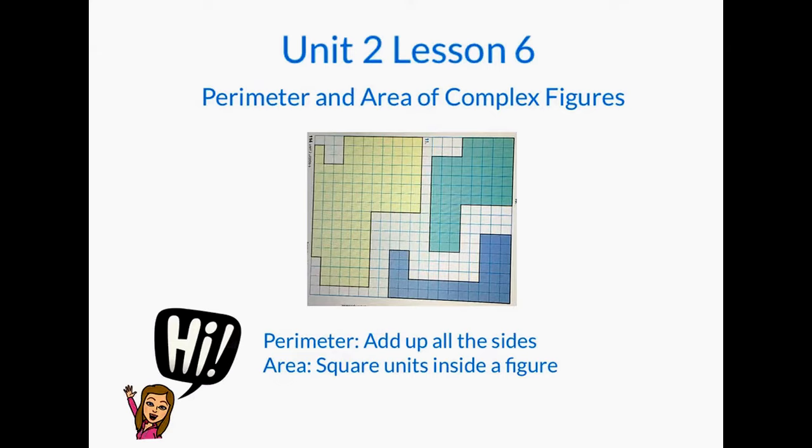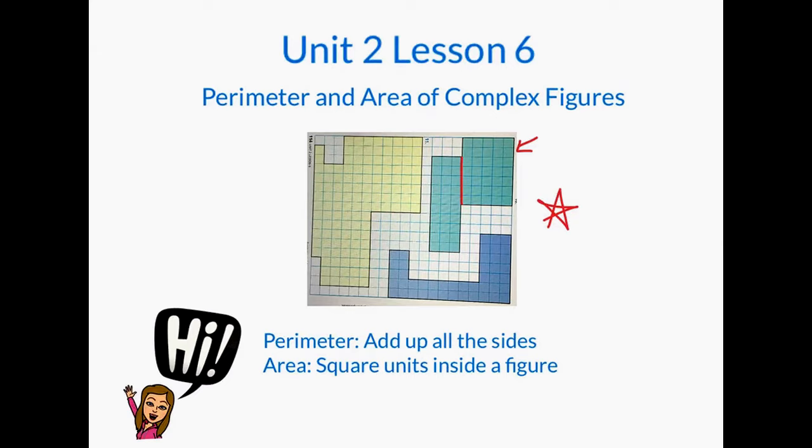Now, we call them complex figures because they're made up of more than one rectangle, square, or other figure. As you can see in my visual example here, I have quite a few complex figures. You'll notice that these are made complex because they look like they're two or more figures that have been put together. For example, this teal colored shape looks like two rectangles, if I split it here, that have been put together.